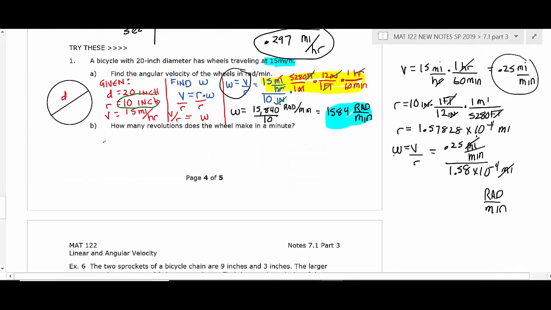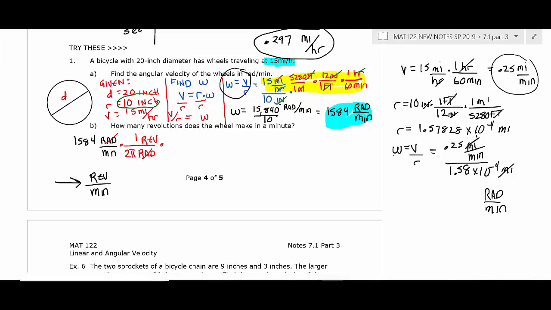Okay, and let's see. The last thing here is how many revolutions does it make in a minute? Well, this is just a simple conversion. So we have radians per minute, and we want to change that to revolutions per minute. Okay, so first thing I'm going to do is change radians to revolutions. So radians converts to revolutions. What's the connection? 1 revolution is what? 2 pi radians. Good. Okay, now we want to do that. That's all we got to do, just get our calculator. So now we're in revolutions per minute.